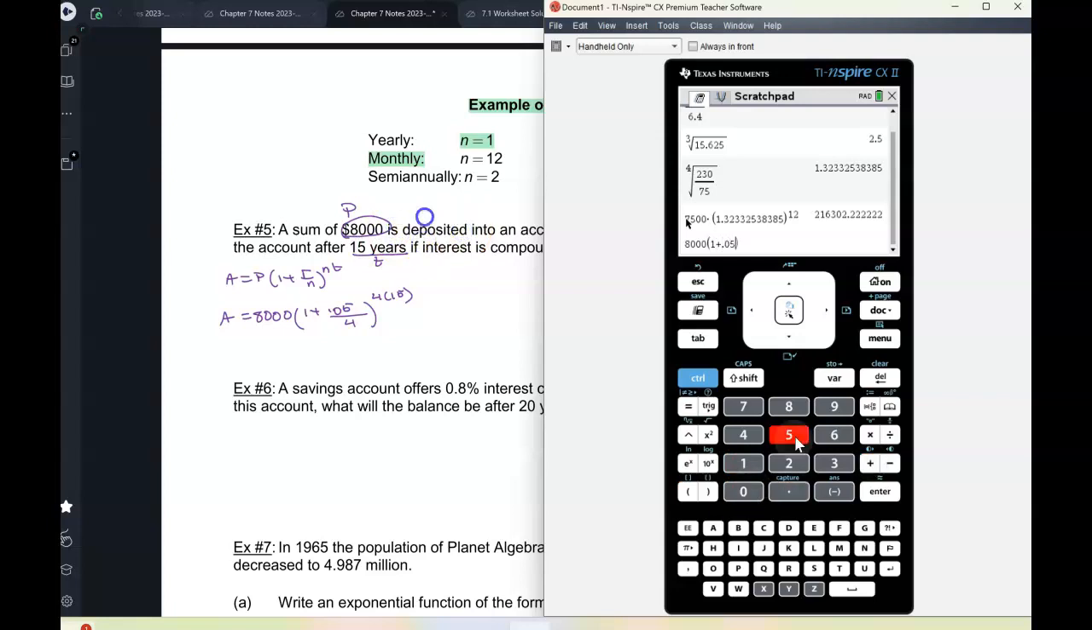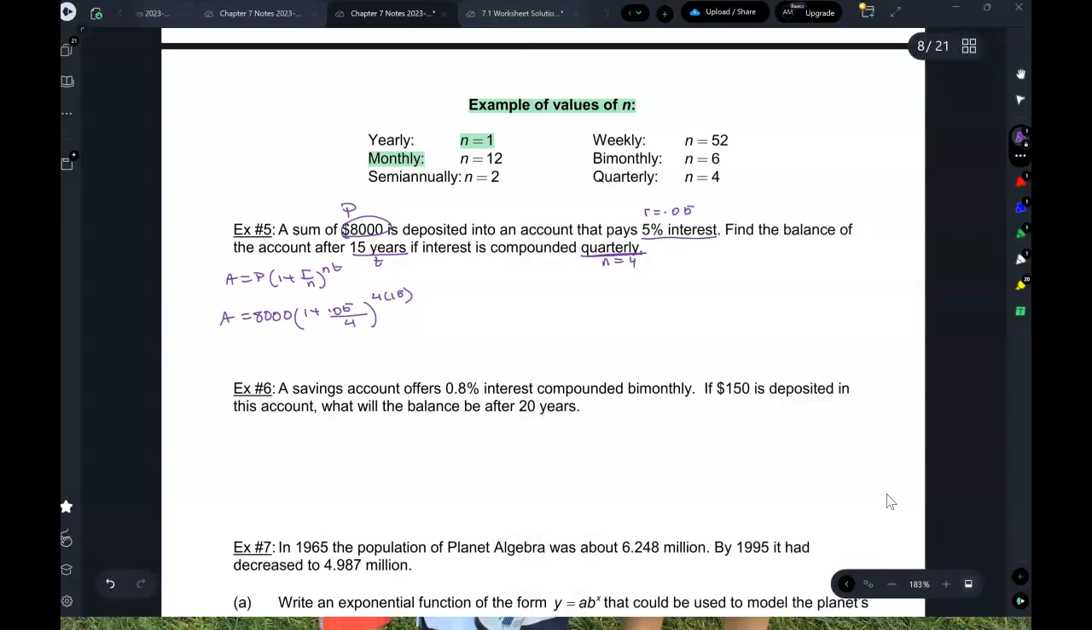1 plus 0.05 over 4 to the power of 4 times 15. Now, you're not going to be told what to round to. But this is money. It's dollars and cents. You've got to go to the second decimal place, right? So this is going to be $16,857.45.